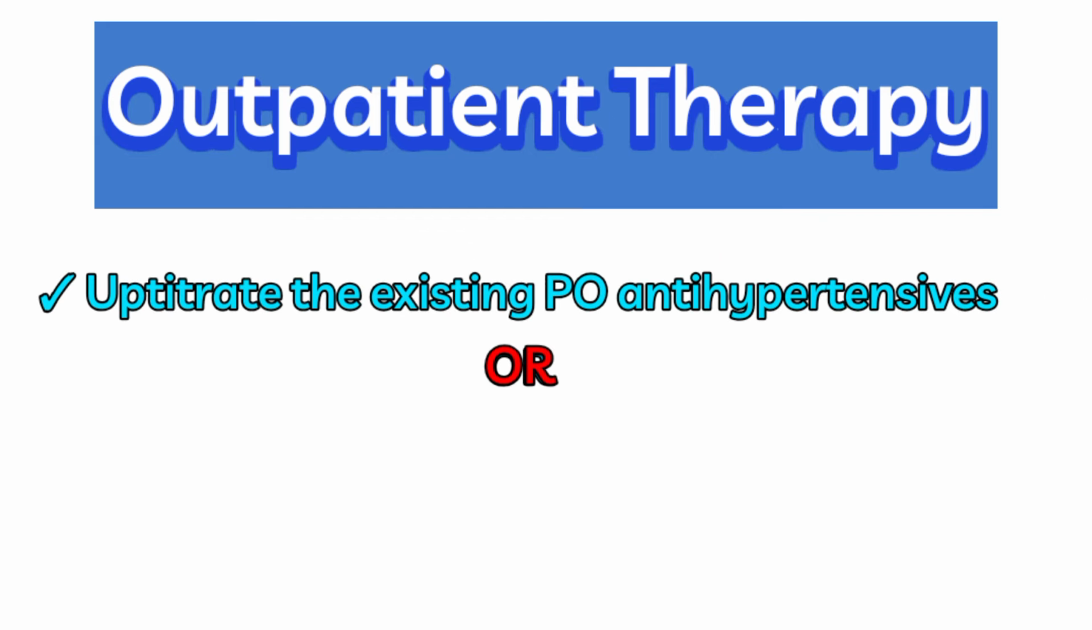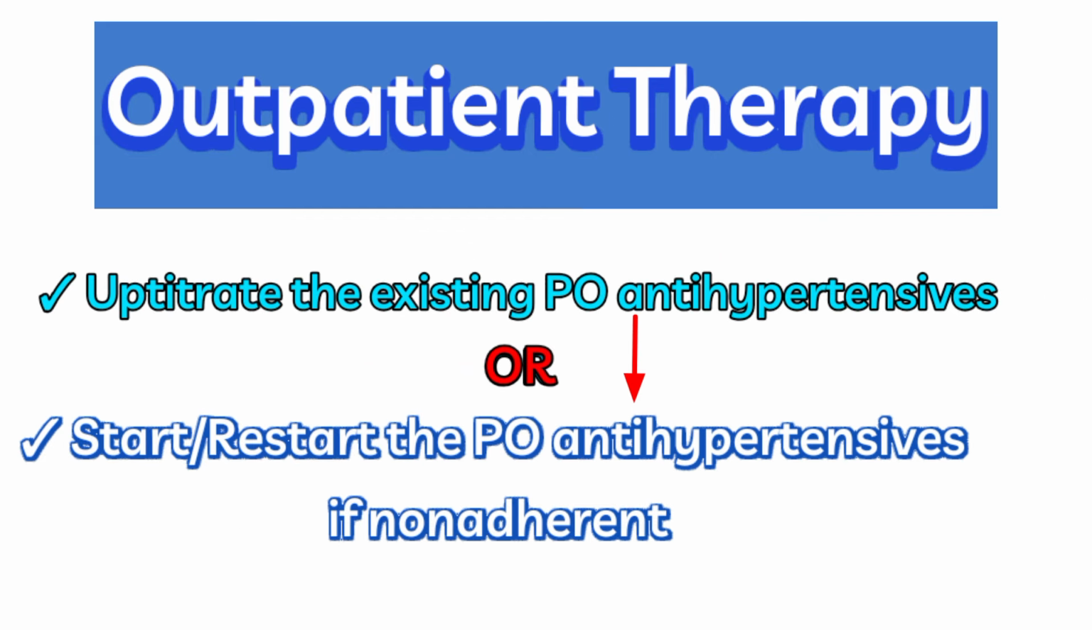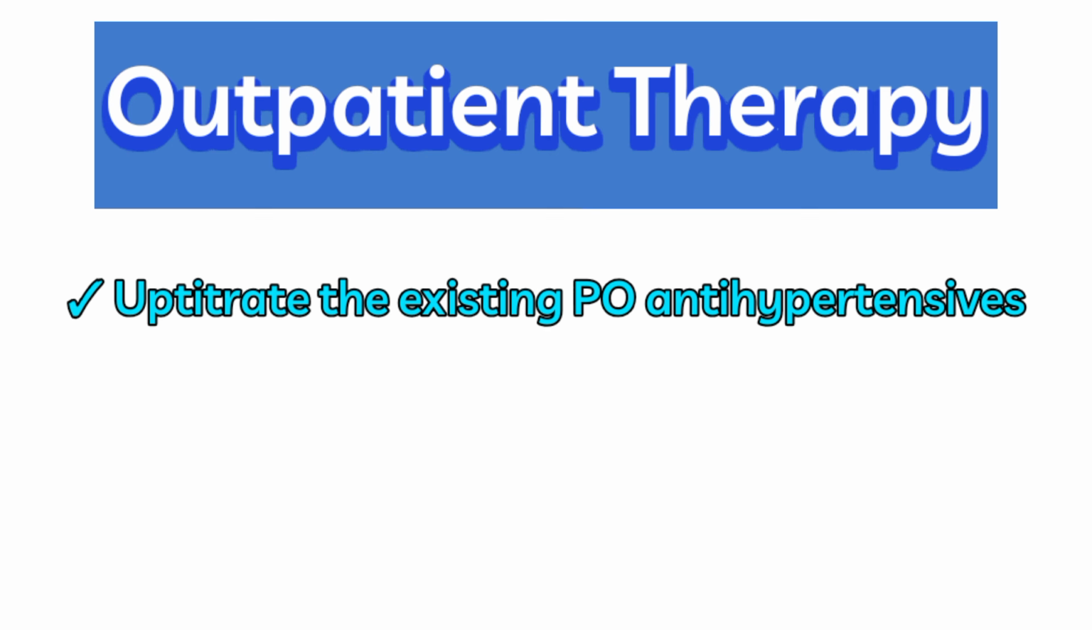For outpatient management, either uptitrate existing oral antihypertensives or start or restart them, especially for those patients who are non-adherent to their antihypertensive medications. Common approaches are to increase the oral doses gradually or add a new class of oral antihypertensives for better control. Assess the current regimen first, because in most cases it may be due to non-adherence or undertreated chronic hypertension. If the patient is already on medications, uptitrate the dose.